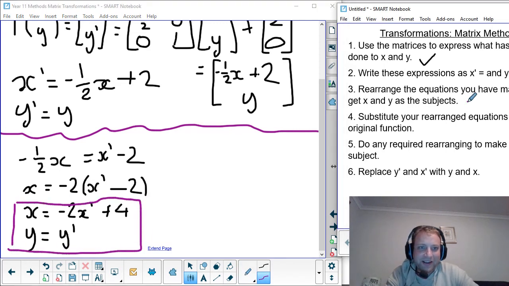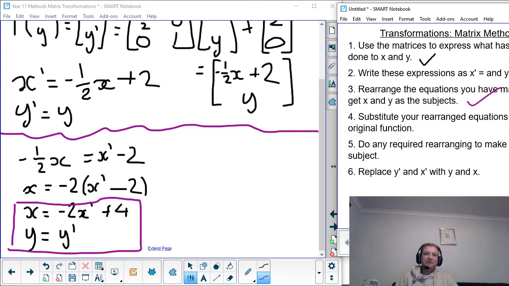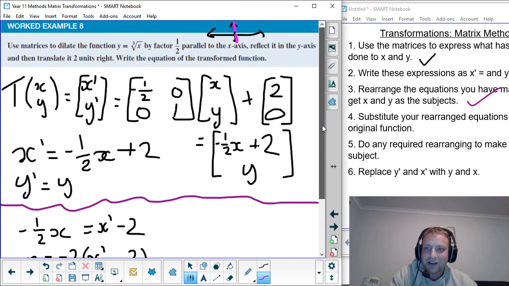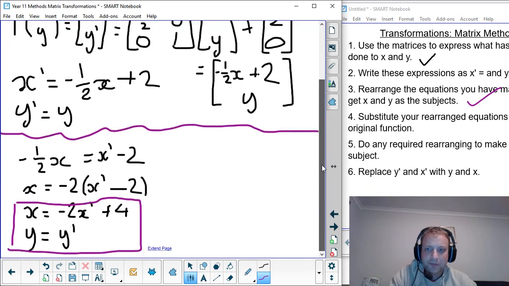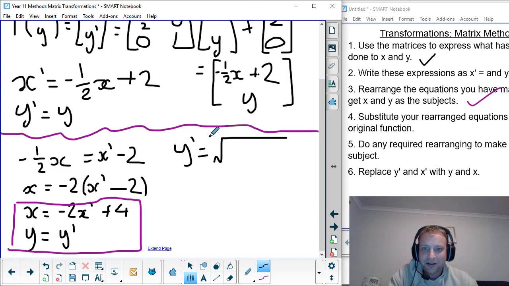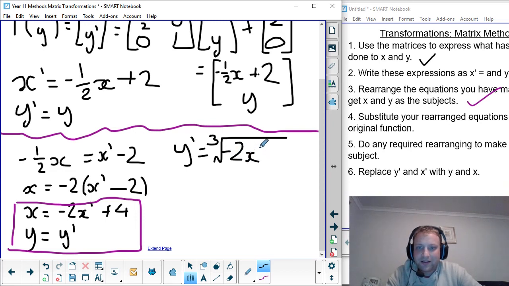Right, so this step here is done. We need to substitute our rearranged equations. So we need to substitute these x' and y' things into the original function that we were given. We were given cube root x. So instead of y equals cube root x, we've got to put y', because that's what's equivalent to y. And then we've got to put the cube root, not of x, but of negative 2x' plus 4.